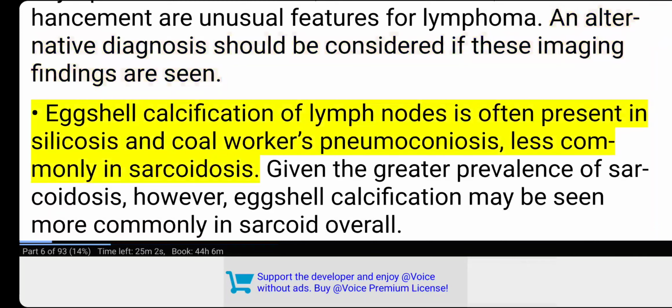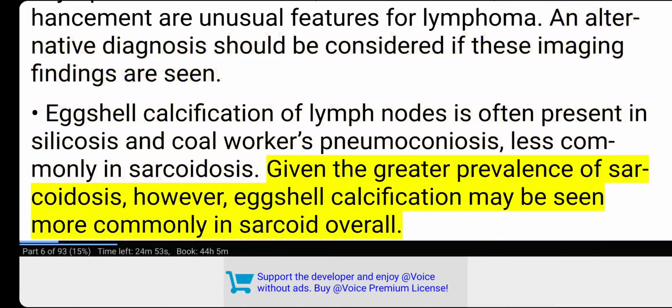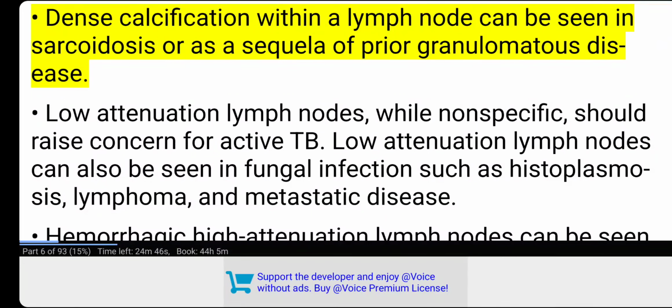Eggshell calcification of lymph nodes is often present in silicosis and coal worker's pneumoconiosis, less commonly in sarcoidosis. Given the greater prevalence of sarcoidosis, however, eggshell calcification may be seen more commonly in sarcoid overall. Dense calcification within a lymph node can be seen in sarcoidosis or as a sequela of prior granulomatous disease.